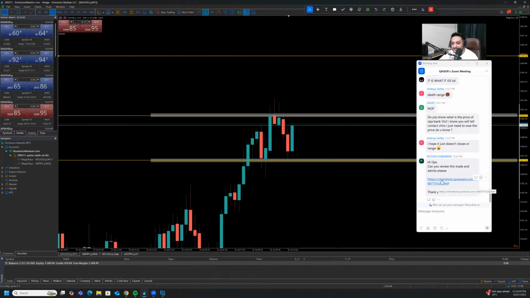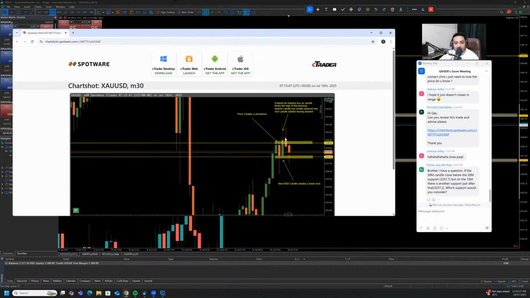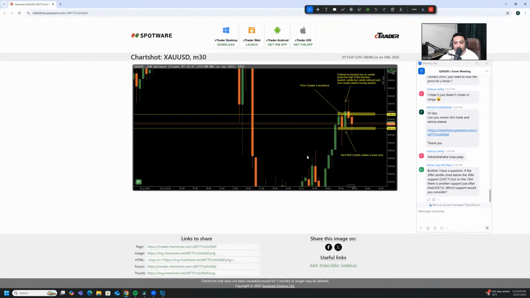Yeah. Can you review this trade? Let's just look at this one. So what I have just done here, how can I zoom it actually. Price creates a resistance, and the next 30-minute candle creates a lower wick. Okay, enter on impulse buy as the candle broke the high of the previous bearish candle, but the candle retraced, and the next candle started moving bearish. Yeah, you just need to manage the risk. It's a good setup actually. You just execute it here.